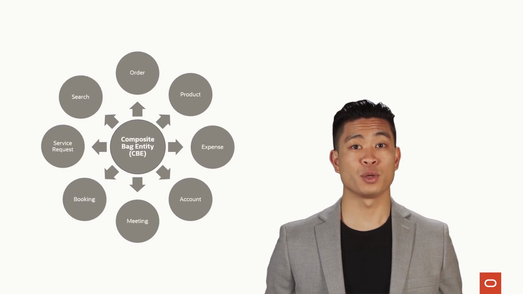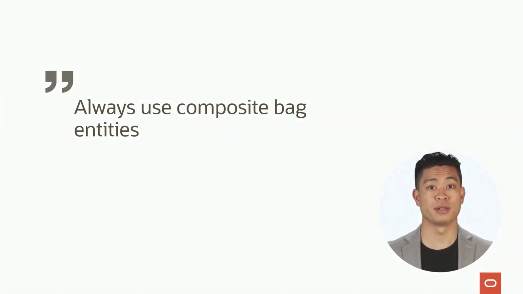Composite bag entities group related entities and can be used to model real-world business domain objects like an order, a service request, a product, or a meeting. Composite bag entities are a must-have in entity extraction. They provide a framework that simplifies many common challenges, such as multiple extractions, validation, out-of-order extraction, multiple values, and more. Let's take a closer look at some practical examples.